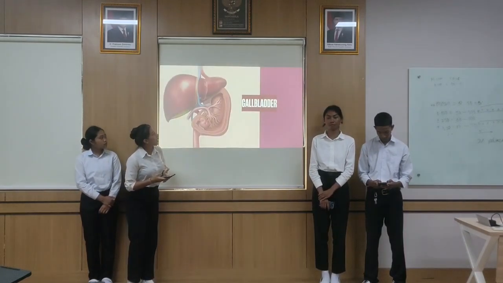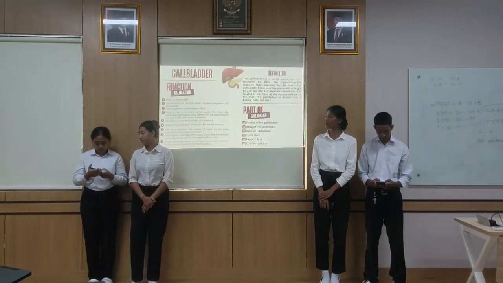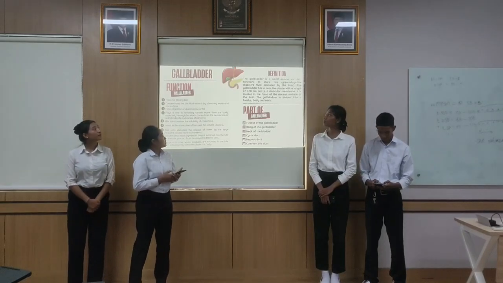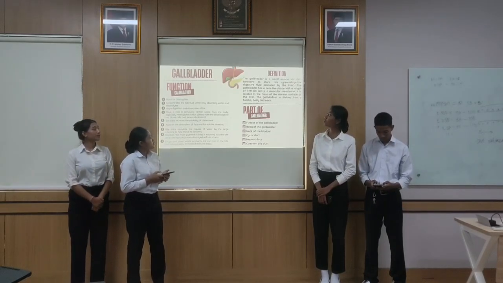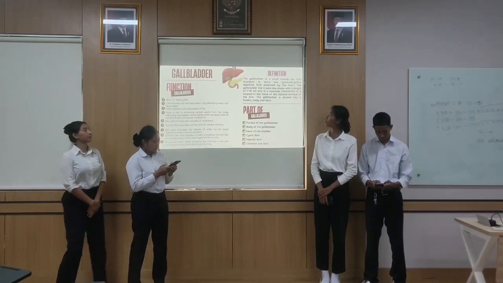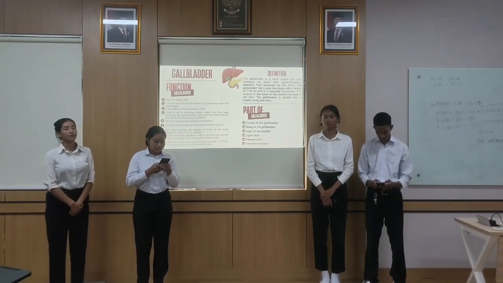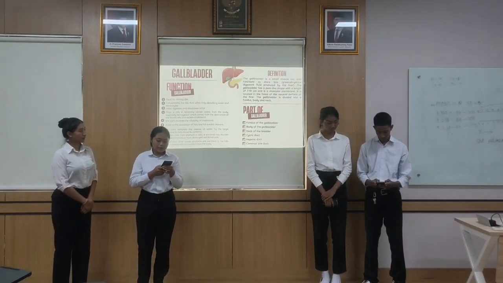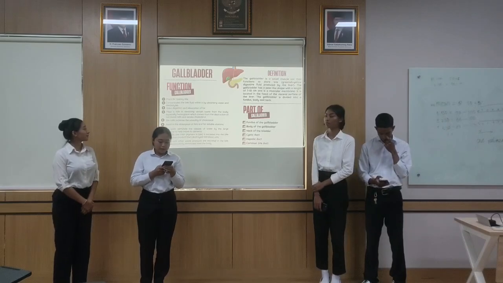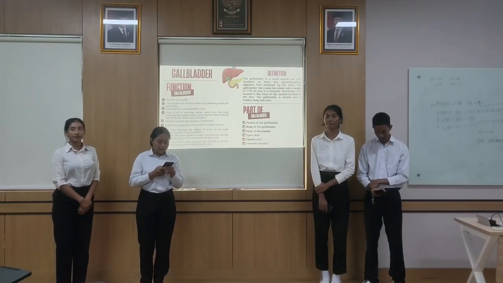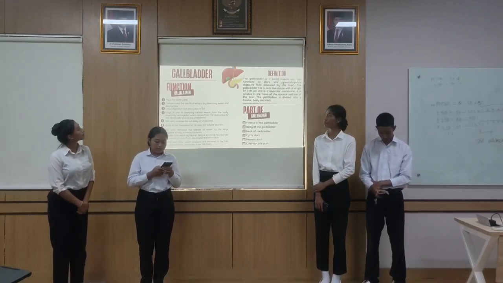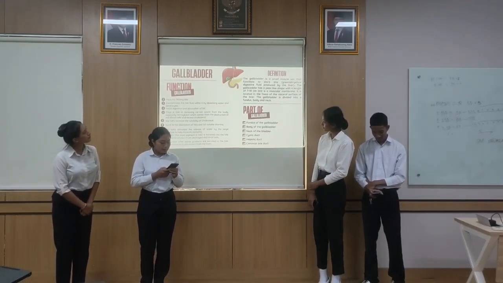Next is the gallbladder. Definition. The gallbladder is a small muscular sac that functions to store bile, or greenish yellow digestive fluid, produced by the liver. The gallbladder has a pear-like shape with a length of 7 to 10 cm and is a muscular membrane. It is located in the fossa of the visceral surface of the liver. The gallbladder is divided into a fundus, body, and neck.